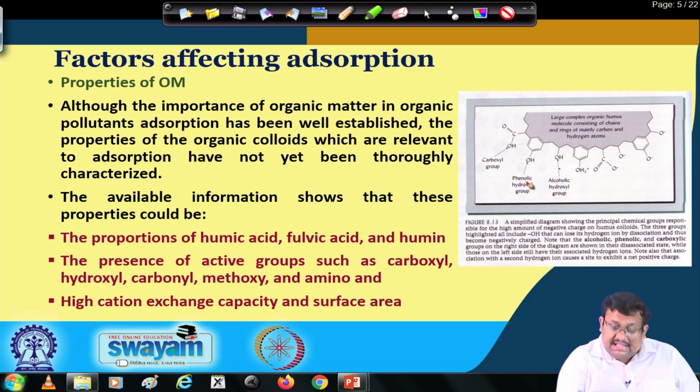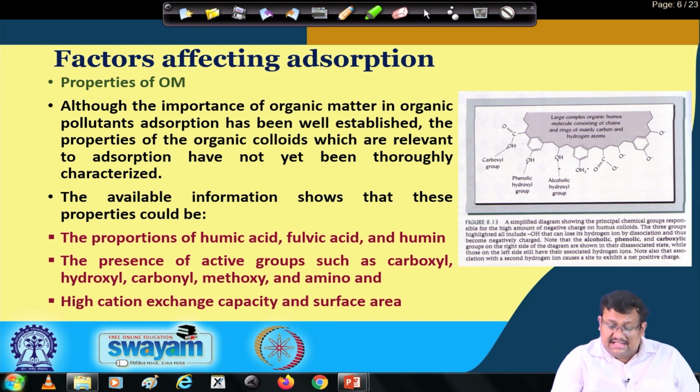As you can see, these are the important groups: carboxyl group, phenolic group, alcoholic group. All these groups play an important role while defining the adsorption by the soil organic matter.